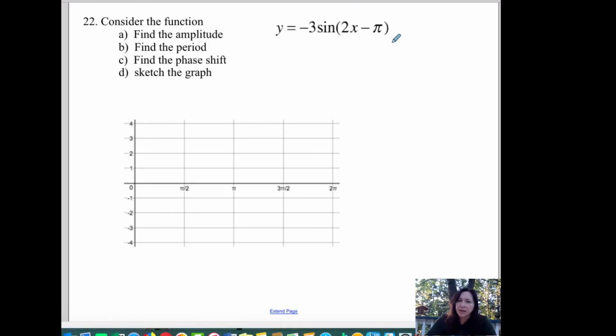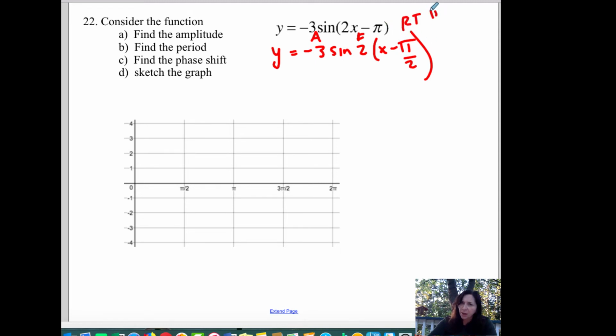Consider the function this and find all this information. What we know is that before you can find a horizontal shift, you cannot have anything in front of this x. So what you have is y equals negative 3 sine 2 times the quantity x minus pi over 2. So what we have is no vertical shift, an amplitude of 3, a frequency of 2, and a shift horizontally to the right, pi over 2.